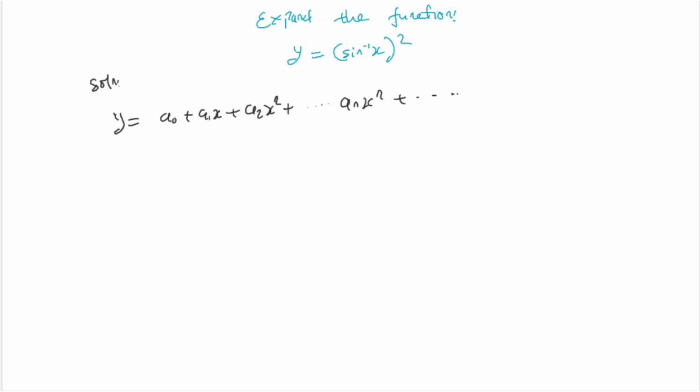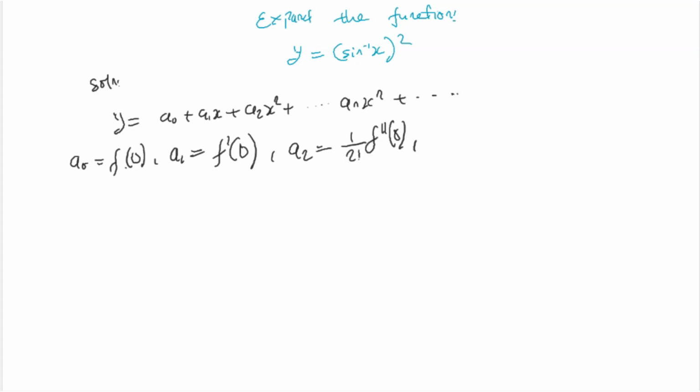the coefficients a sub 0, a sub 1 as follows: a sub 0 is just f of 0, and a sub 1 is what you get by differentiating f and evaluating at 0, and a sub 2 is what you get by plugging in 1 over 2 factorial of f double prime at 0. Likewise, a sub 3 is what you get by 1 over 3 factorial of f triple prime at 0.